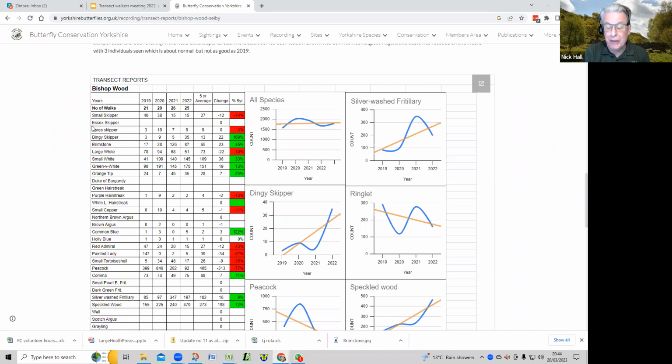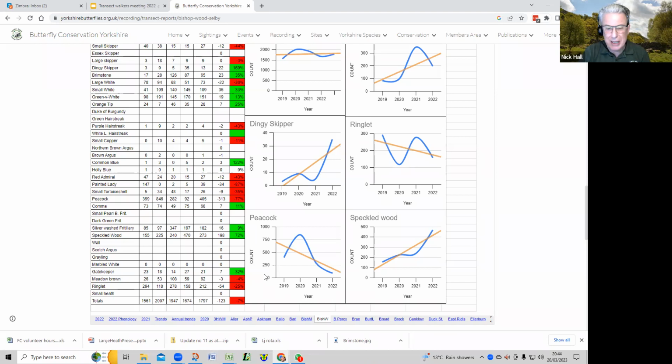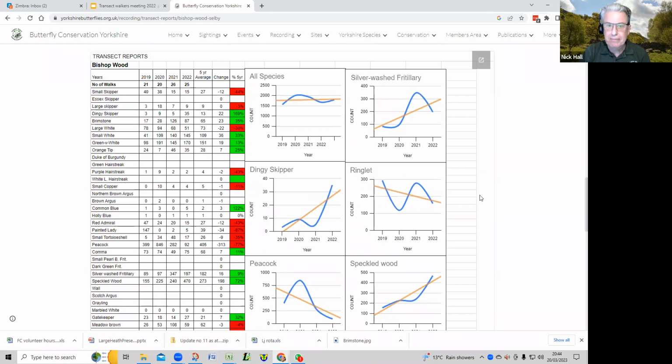So what you see here is all your species. You've seen this before, red and green, the ups and the downs, they're quite considerable. As you see on almost every site, they go up and down all over the place. I won't bother to describe them here. It's much more interesting to look at the overall picture. Overall, 7% down, which I think probably is mostly down to the drought. So if you want to go and see any of that, that's where to go and look.